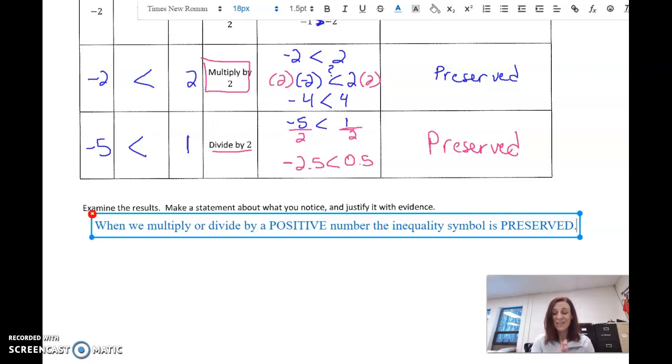It's going to have multiplying or dividing and being a negative, okay? So if it's a positive, if you add, subtract, multiply, or divide positive numbers, inequality symbol stays the same. If you add or subtract negative numbers, inequality symbol stays the same. But if you multiply or divide by a negative, that's when we're going to reverse the inequality. Okay, so let's look at one more chart here, a couple examples to show that.